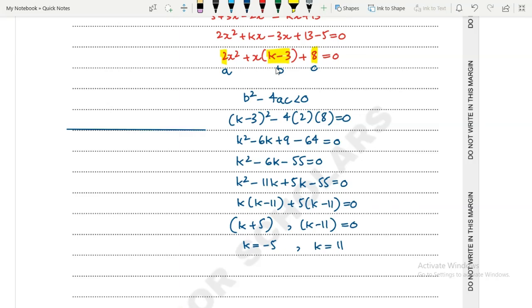First let me just draw the line. So this will become the line. Okay, this will be your line. For example, this is the 0, this will be your minus 5, and this will be your 11.